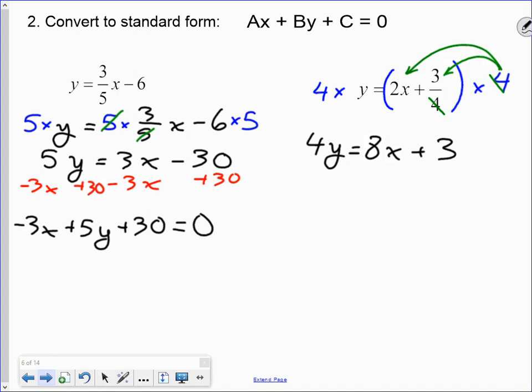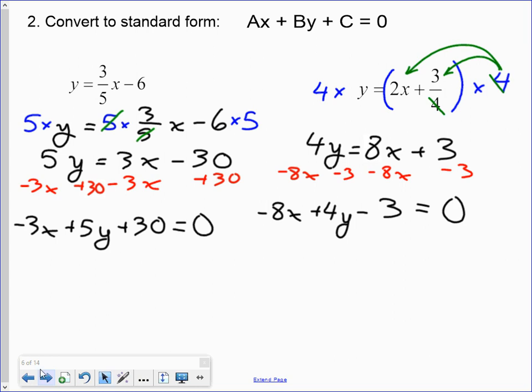Then let's get everything over to the left-hand side of the equation by subtracting 8x, subtracting 8x, subtracting 3, oh, not add 3, subtract 3. So I'll have a negative 8x, a 4y, a minus 3, and everything on the right-hand side, of course, cancels out to give us 0. So here's our equation in standard form.